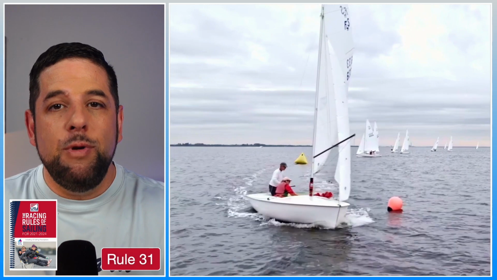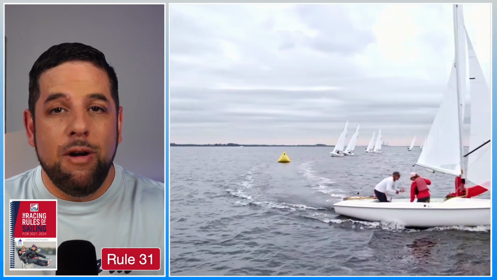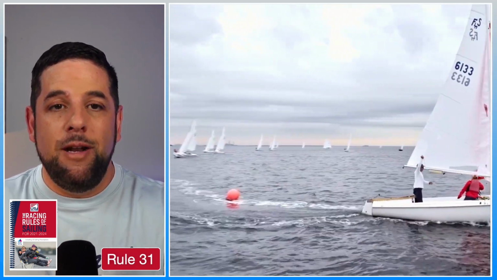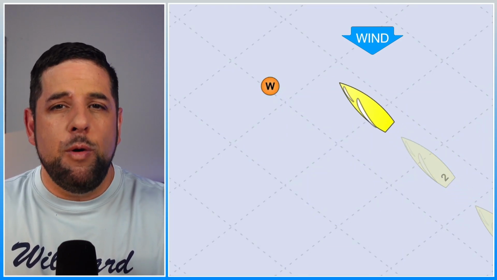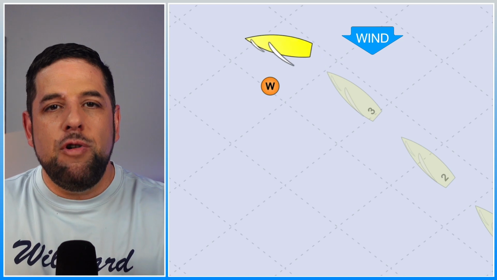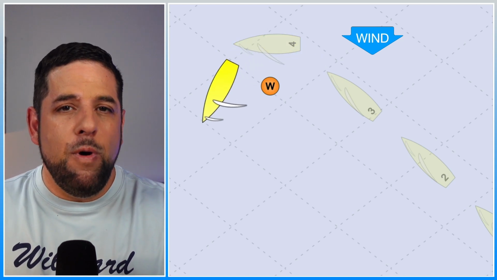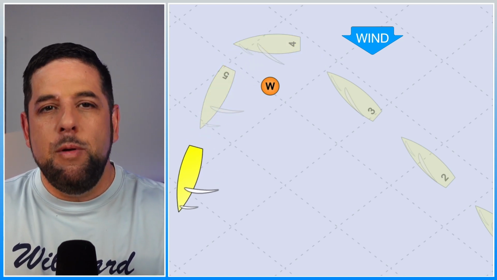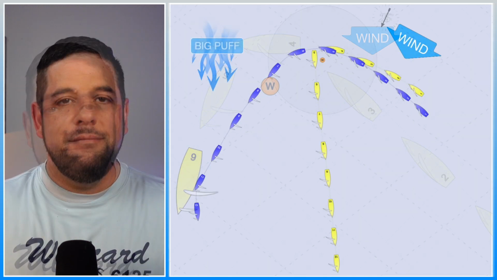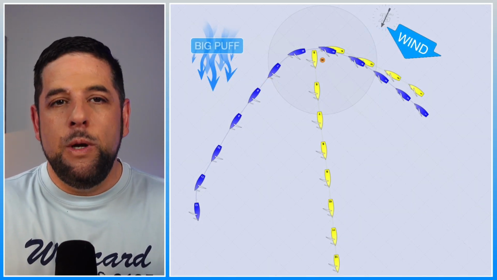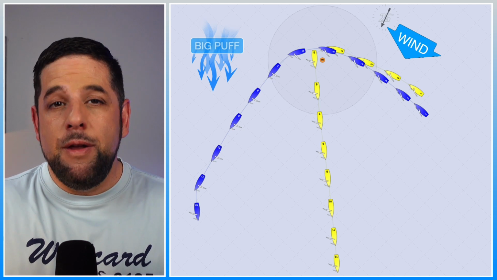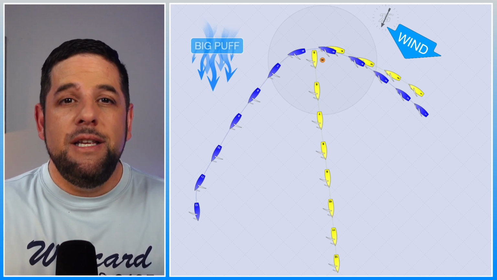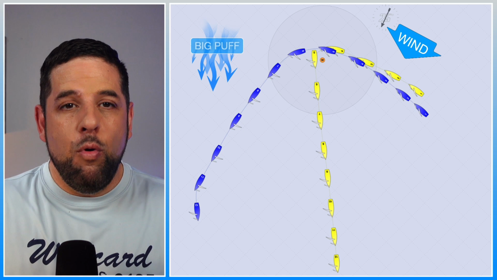When rounding the mark to a specified side, we can't touch the mark. If we do, we'll have to take a single penalty turn. This animation shows the yellow boat rounding the Windward Mark to port. The sailing instructions can require us to round either way, but in this lesson, we'll be rounding the Windward Mark to port. Well before you get to the Windward Mark, you want to be thinking about whether you want to leave the Windward Mark and begin the downwind leg on starboard or port.